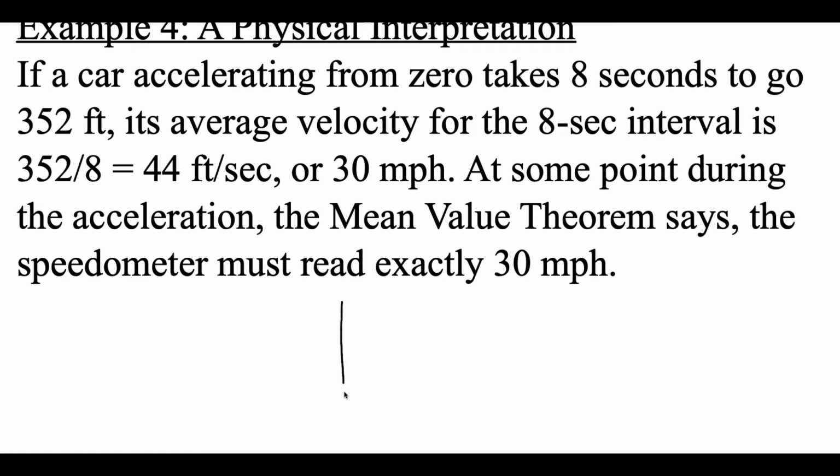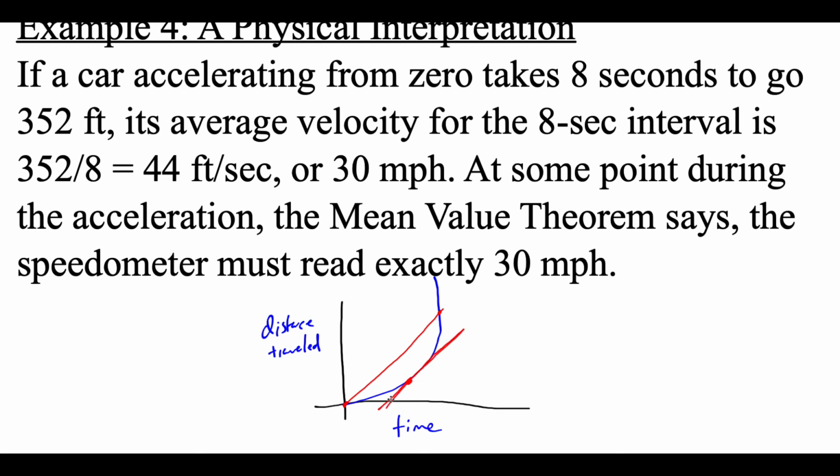So what's happening here, if we think about this graphically, we've got a car that starts at 0 and it's accelerating and driving away. Well, if we think about this horizontal axis as our time and our vertical axis as the distance traveled, because this car is accelerating, then as time goes on, it's going to travel a further distance. So on this 0 to 8 second interval, we averaged about 30 miles per hour. So the mean value theorem says that there has to be somewhere on this curve where we were going exactly 30 miles per hour.